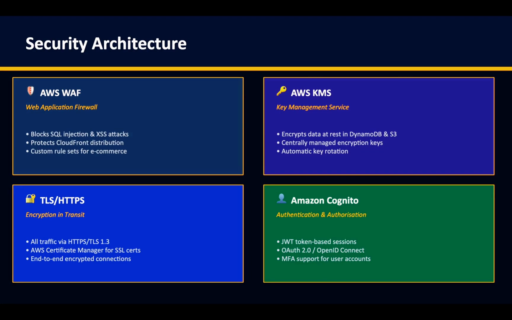All data in transit is protected using HTTPS and TLS 1.3. CloudFront enforces HTTPS for every connection, and AWS Certificate Manager provisions and renews SSL certificates automatically, so there's no risk of an expired certificate taking the site down. And Amazon Cognito provides the authentication layer. It uses JWT tokens to manage user sessions, supports OAuth 2.0 and OpenID Connect for third-party login, and includes built-in multi-factor authentication. Importantly, session tokens are stored securely, so if a user disconnects and reconnects, their session is still valid, which directly addresses the high availability session requirement.